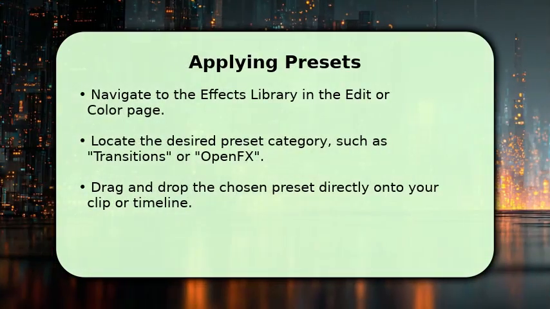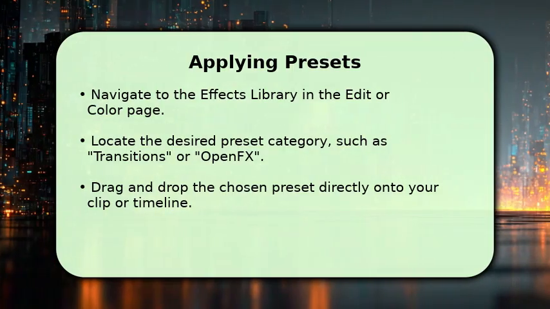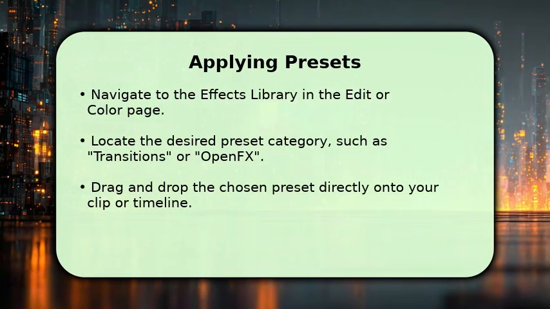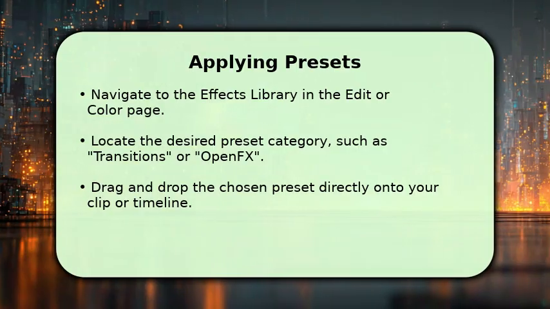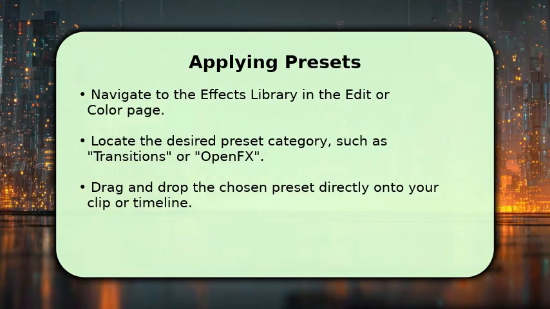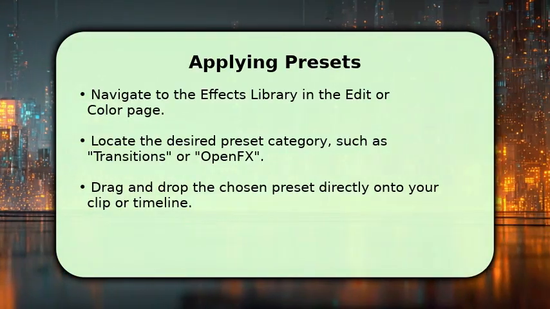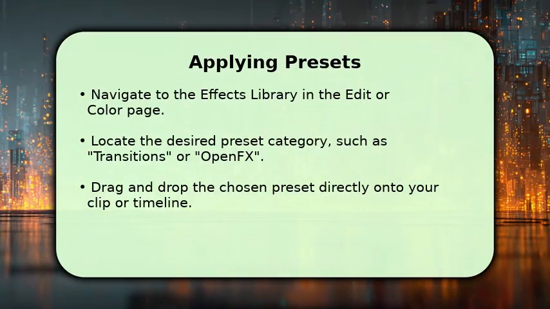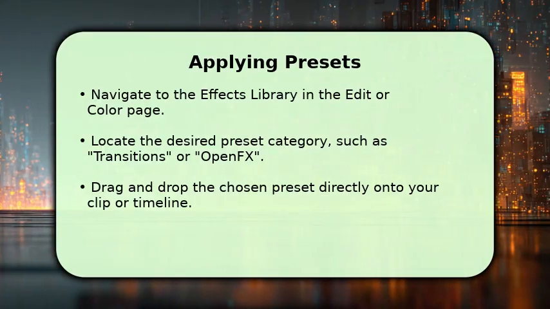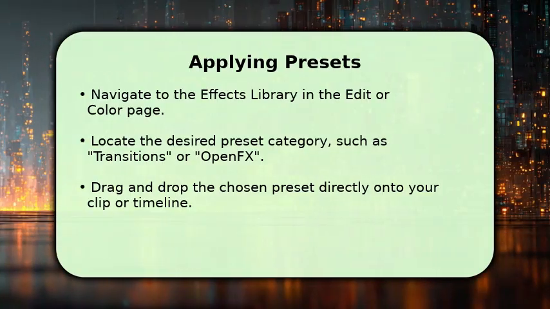Applying a preset is straightforward. First, open the Effects library, typically found on the left side of your screen in the Edit or Color page. Browse through categories like Transitions, Open FX, or Generators to find what you need. Once you've selected a preset, simply drag and drop it onto your desired clip or timeline. You can then fine-tune its parameters in the Inspector panel to achieve your exact vision.